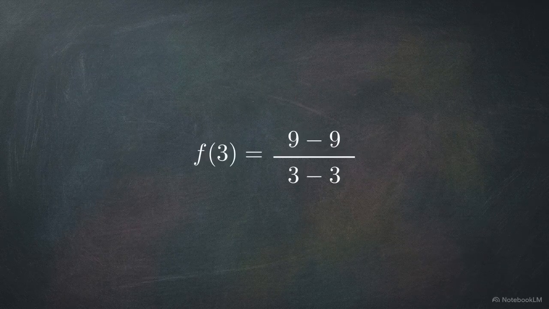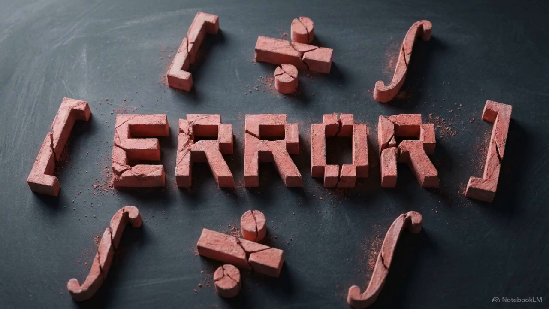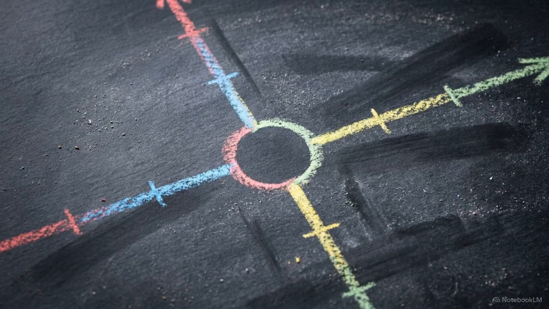3 squared is 9. 9 minus 9 is 0. In the denominator, 3 minus 3 is also 0. The result is 0 divided by 0. A standard calculator identifies this as an error. Many assume the math has failed, and the coordinate is simply undefined.